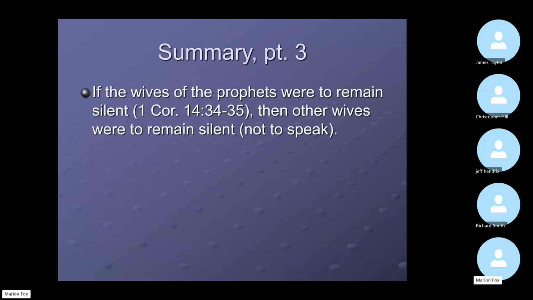If the wives of the prophets would remain silent, then otherwise those of the lesser offices or lesser roles in the church, the other wives would remain silent, not speak. And we prove from the Granville Sharp rule from Ephesians 2 that all of the apostles were prophets.